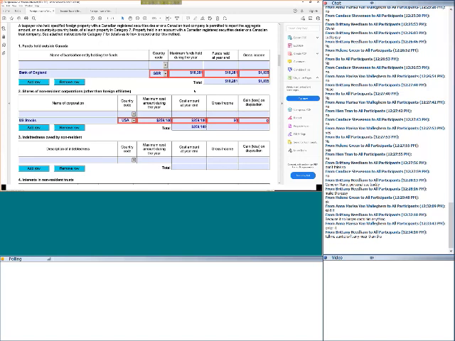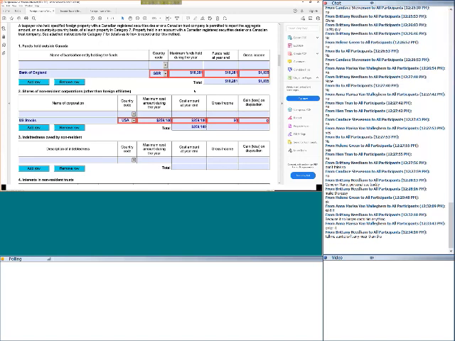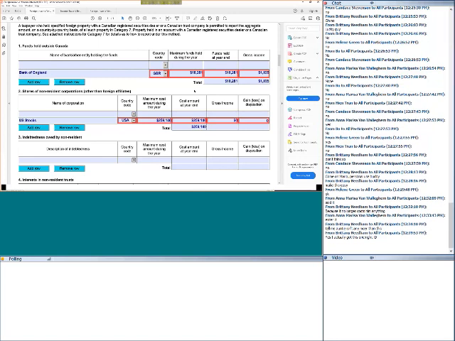It's 10,600, and we have to convert it using the current exchange rate. So that's 18,281. Rounding up. Rounding is important. You cannot put decimal points in T1135s. They only do to the nearest dollar. We do mark you in this course on your rounding.